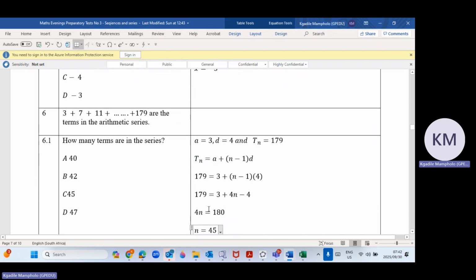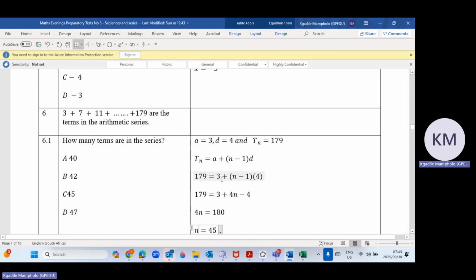Number 6: 3 plus 7 plus 11 plus, then you have the missing terms, and the last term is 179, are the terms in the arithmetic series. How many terms are in the series? So we know that the last term is Tn. Now, Tn equals a plus n minus 1 times d. Tn is 179, which is the last term.